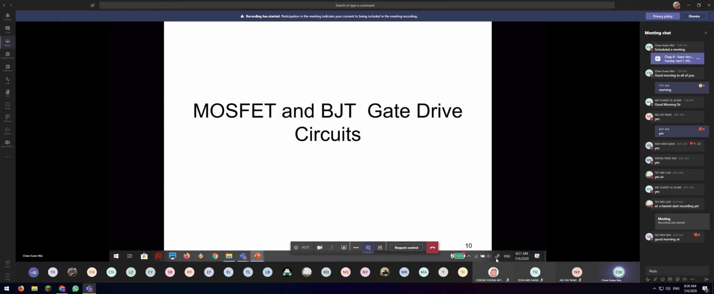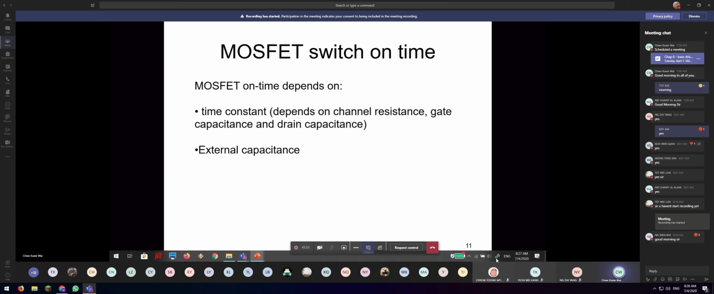So let's take a look at the base drive circuit for the MOSFET. You know that the MOSFET is a voltage-controlled device. So let's say I have a piece of MOSFET.